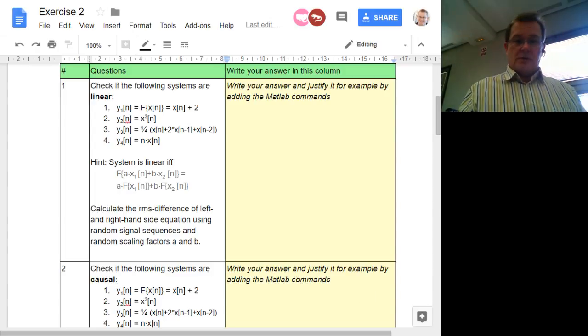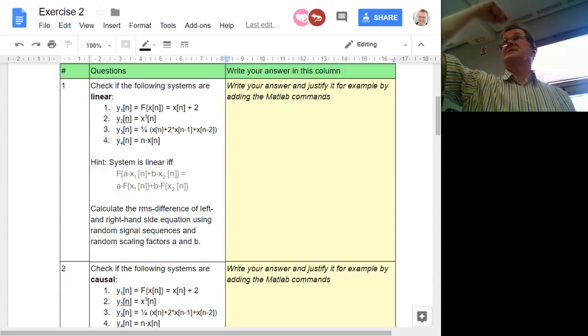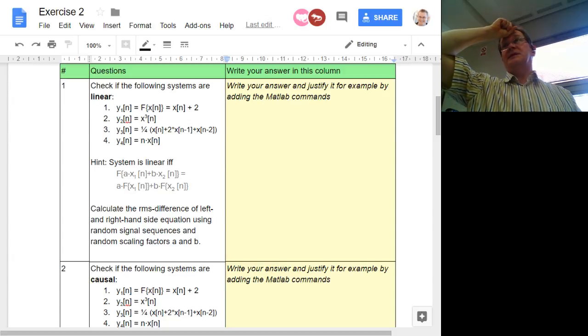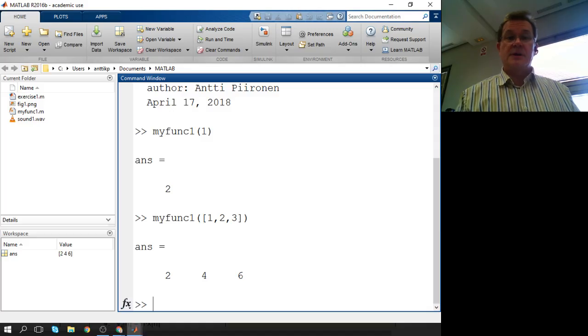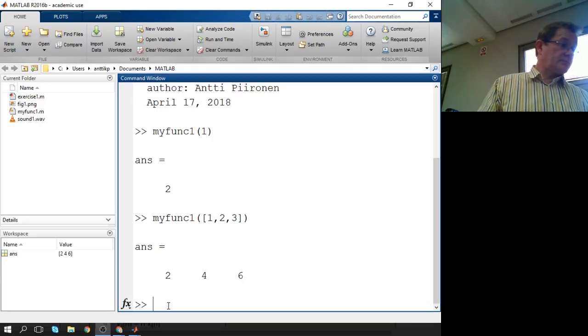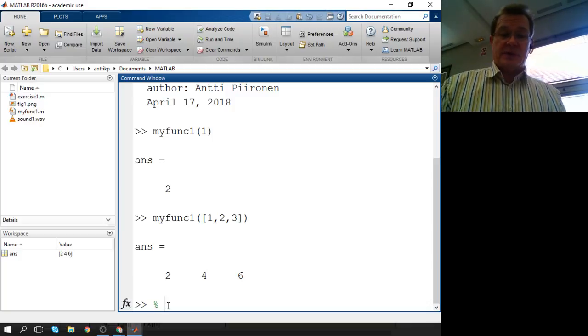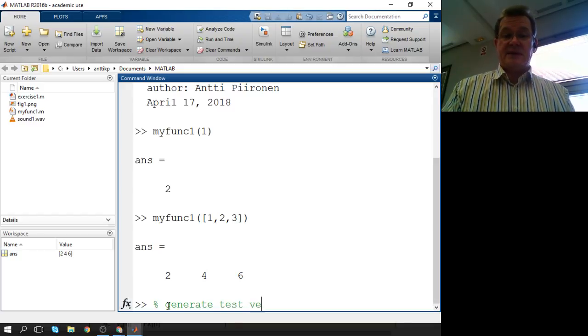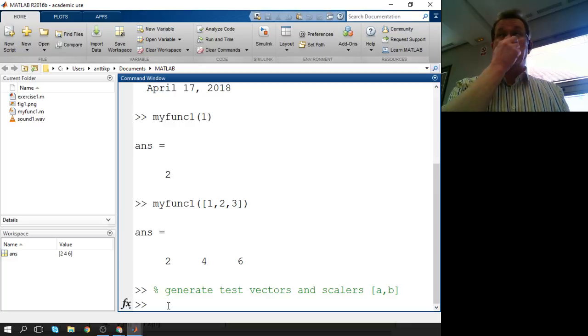Okay, so basically in the exercise you will do this test for all of those 4 functions. Okay, good. So now the test itself. So basically first we generate the test vectors and scalars A and B.